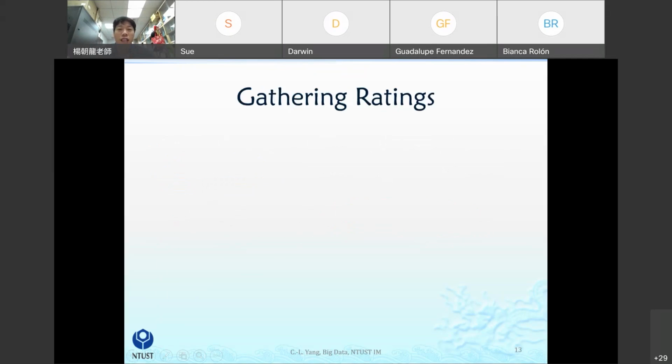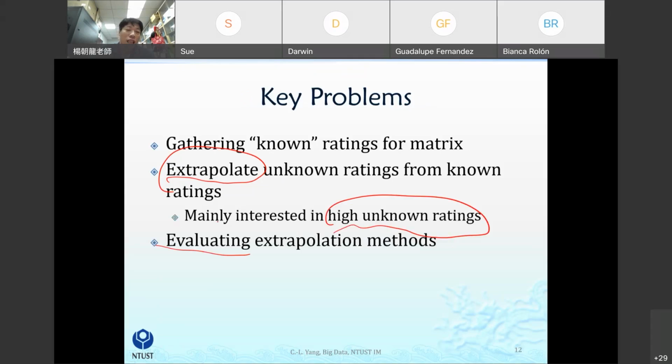Then here's the last part. We want to check if the recommendation is really good. That's an evaluation. We want to see, if we send a message to our customer, whether the evaluation makes sure the customer will like it.